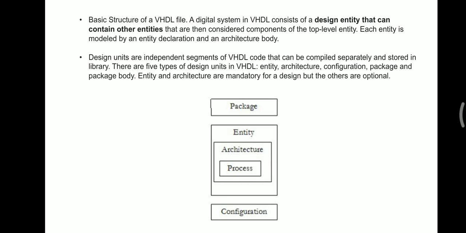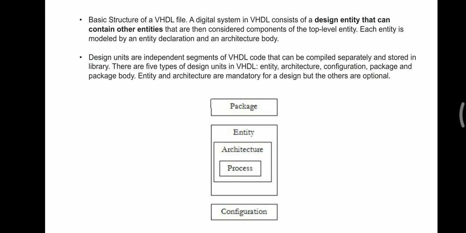So here are the basic building blocks of VHDL. The basic structure of a VHDL file contains a package, an entity, and an architecture. In the architecture the processes will be happening. If it is an adder circuit, the adding process will be happening in the architecture, and it also has a configuration block.